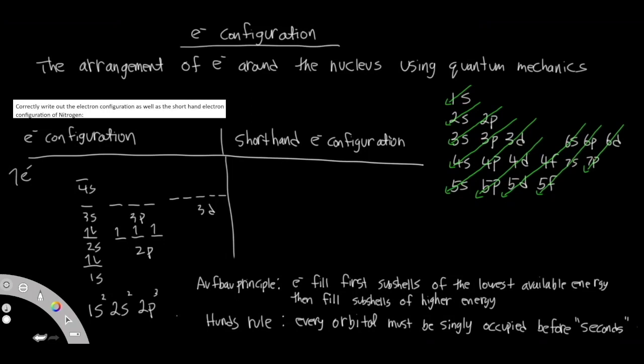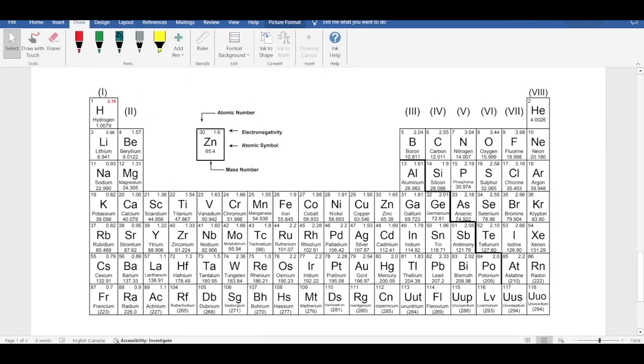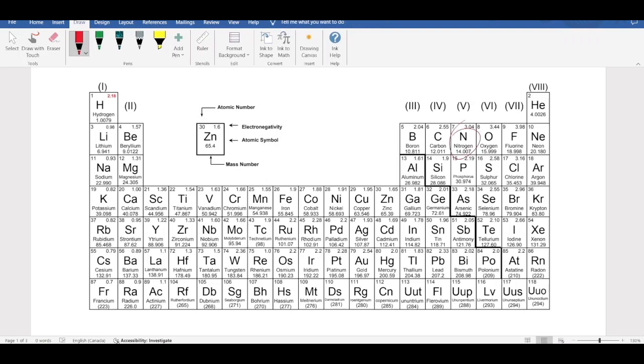The shorthand configuration is a little bit different. Let's have a look at this bracket here. There's going to be an element within the bracket. It's going to be the most recent noble gas. Let me show you how this works on the periodic table. On our periodic table over here, nitrogen is right over here. We know that on our periodic table, we always go from left to right in increasing order, and until we get to nitrogen, which is our end point, we need to hit some checkpoints.